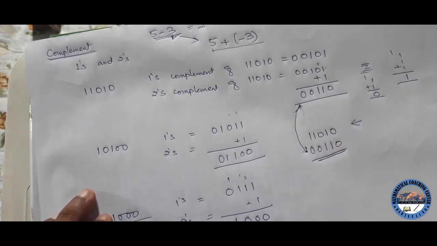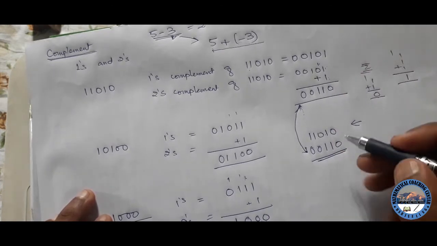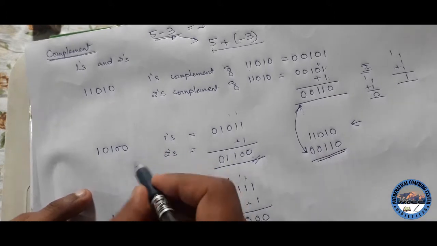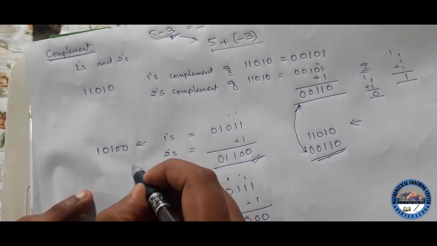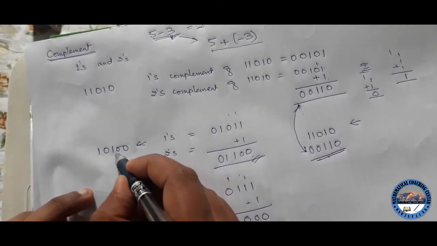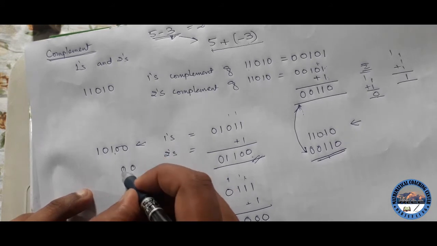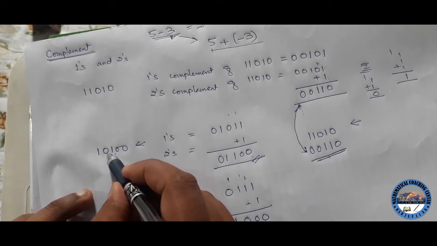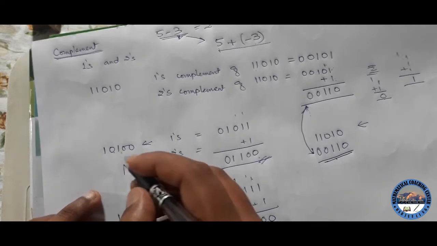See, both are same, isn't it? This is a direct one. Now let me try for this one. Okay, we will check from right side. 0 will become 0, 0. Now we got the first one. Till first one we will copy the same bit. Okay, now after that we will reverse.